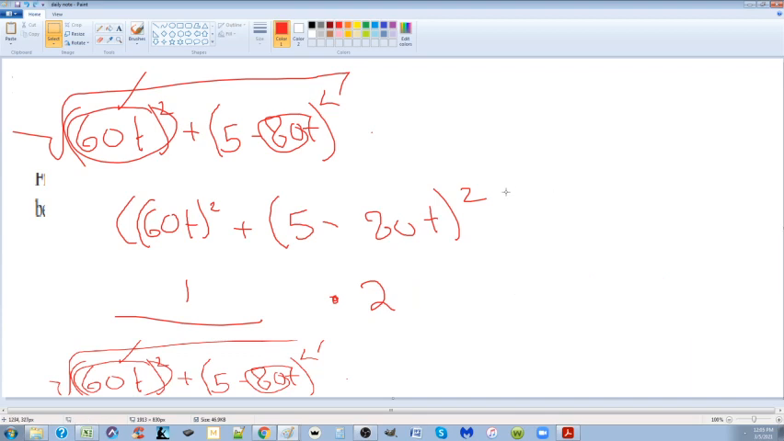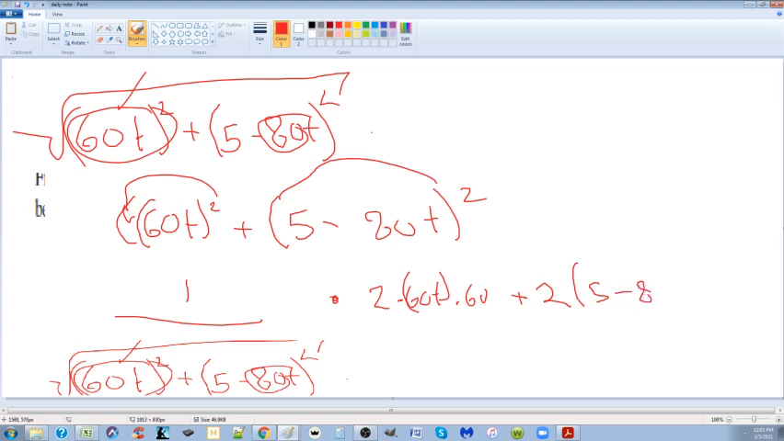Oh, sorry, not true. The chain rule says I'm going to solve this one, which is 2 times 60t, times the internal, which is 60, right? The 2 comes down, times that, and then the derivative of the content is that, plus, now I do the chain rule for this: 2 times (5 minus 80t) times the derivative of the content, minus 80. And that's where the things get mixed up.